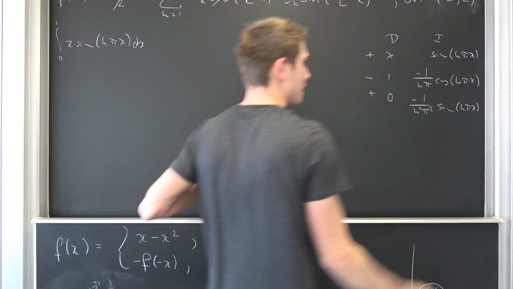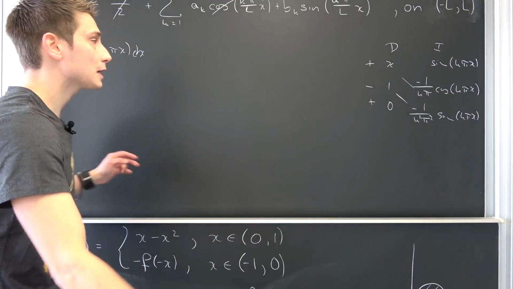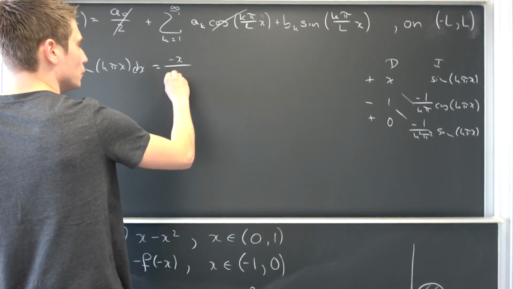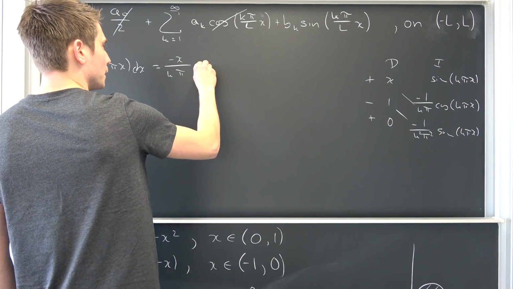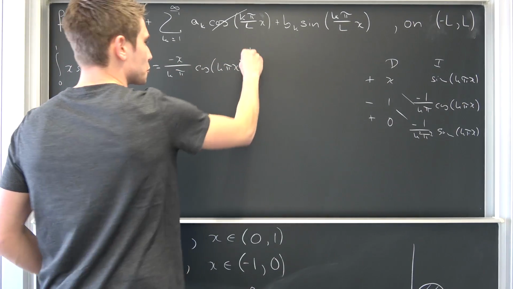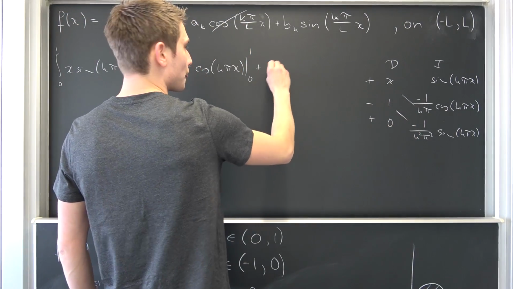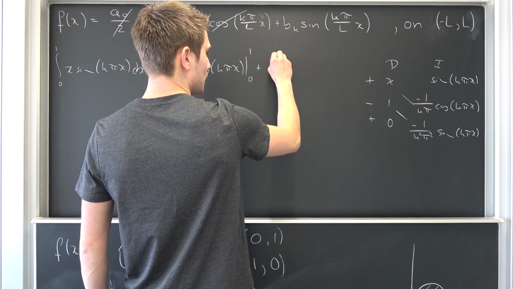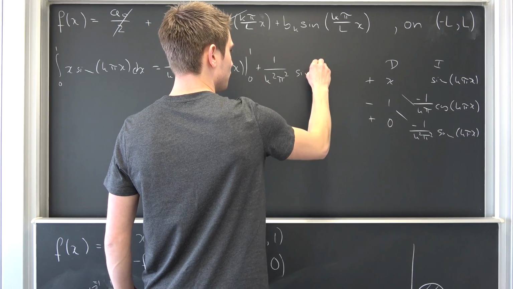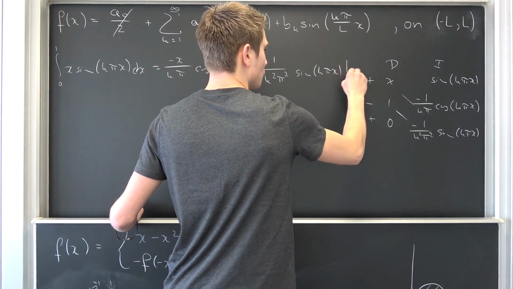All that's left to do is multiply this together and add the upper and lower bounds to it, leaving us with negative x over k times pi cosine k times pi times x from 0 to 1. And then negative and negative becomes positive, so positive 1 over k squared pi squared sine k times pi times x from 0 to 1.